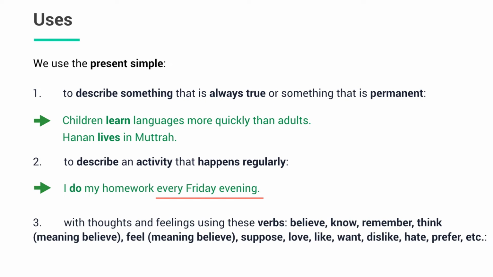Finally, we use the present simple with some particular verbs which express thoughts and feelings. Those verbs are believe, know, remember, think, feel, suppose, love, like, want, dislike, hate, prefer, etc. I'm going to give you one example. I love my city. I wouldn't say I am loving my city. With these specific verbs, we use the present simple.